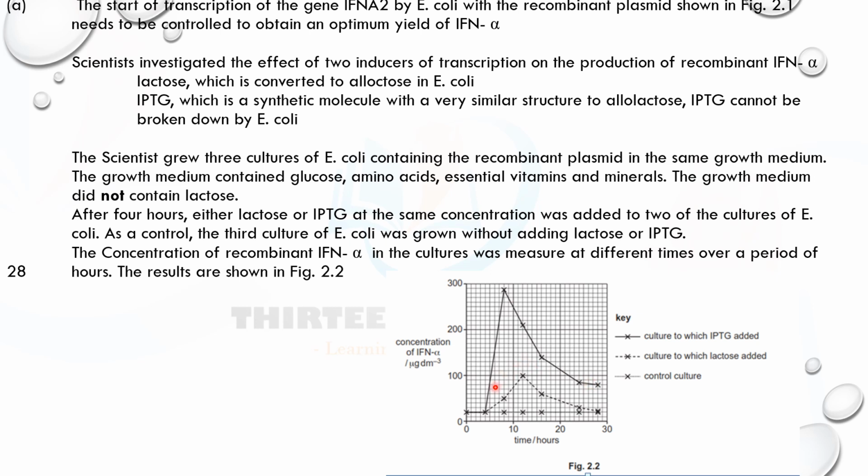So overall, IPTG causes an increase in the concentration of this protein IFN alpha. So the question I want you to be thinking about: why does it produce a higher concentration, an increase in the protein, more than the lactose and control? They'll ask you, and why does it decrease? Why does this protein decrease? Probably they're being broken down or thereabout. So these are the things you have to have in mind.